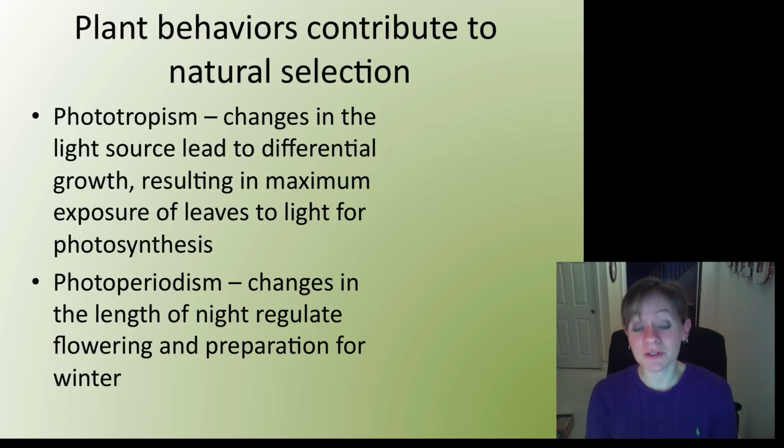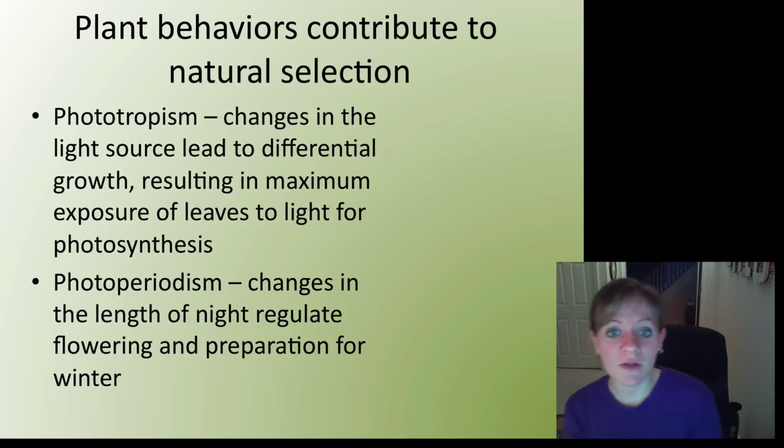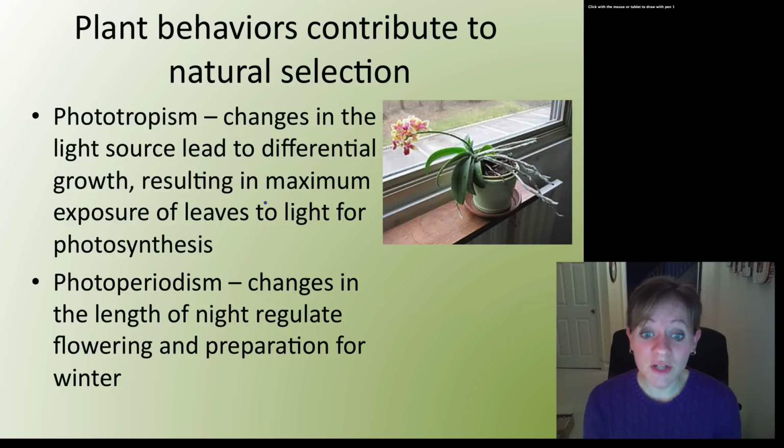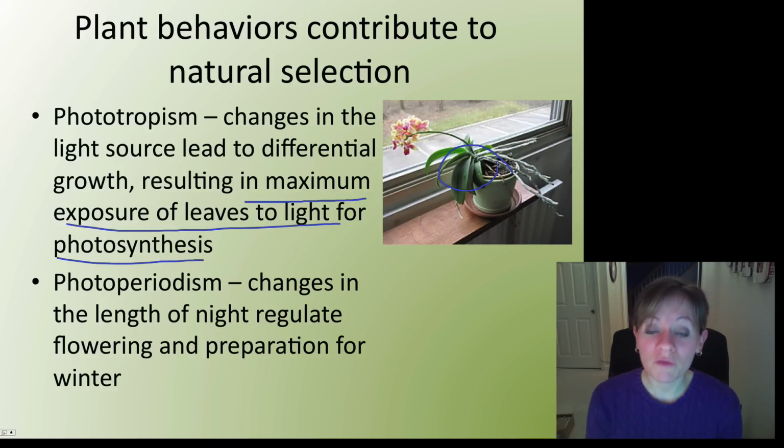Okay, plants also have behavior that contributes to natural selection. We've already talked about both of these. Phototropism, remember, is changing how they grow towards or away from light. So how does this result in natural selection? Well, when they're growing towards the light, they're maximizing the exposure of leaves to the light for photosynthesis. So these leaves now have more surface area going towards the light, more photosynthesis, more carbon, more sugar, more survival, more reproduction.